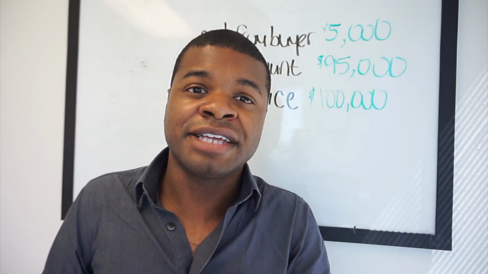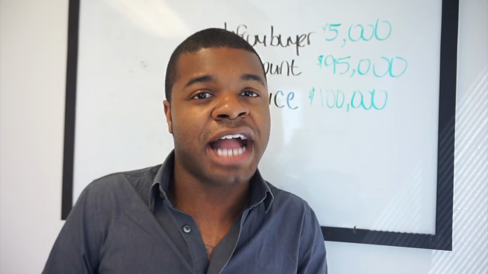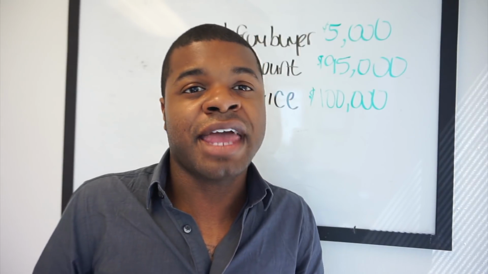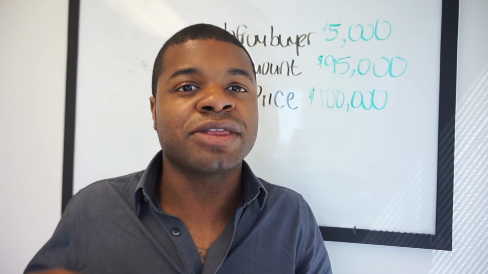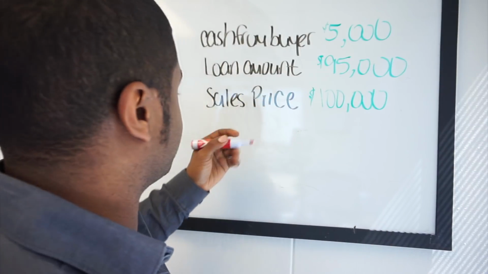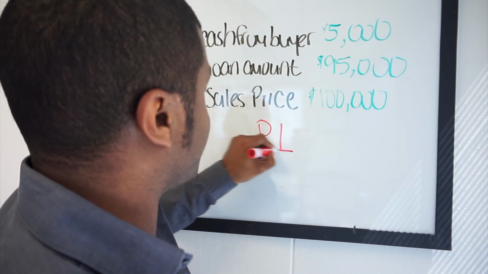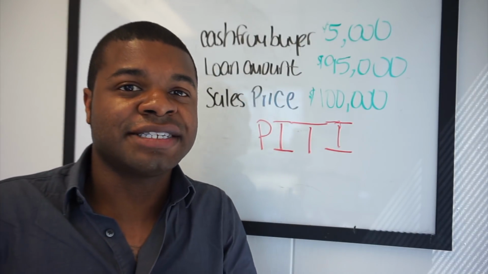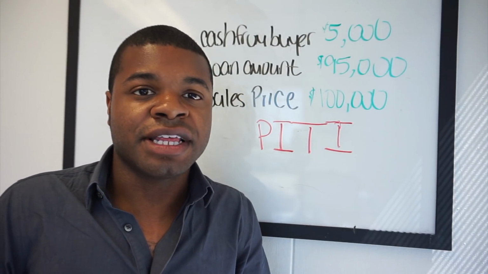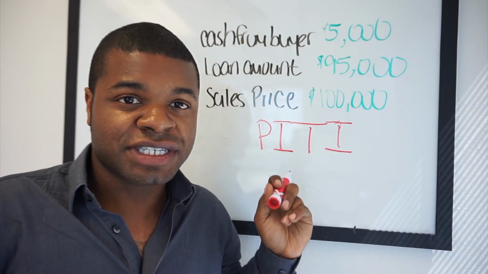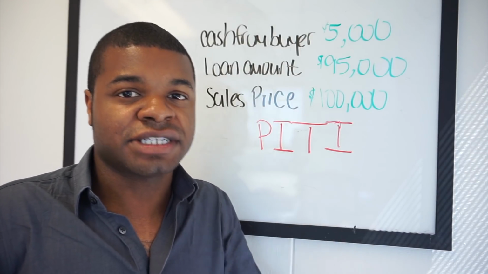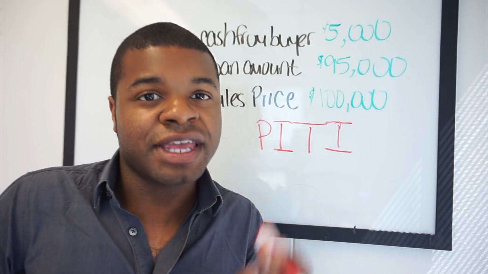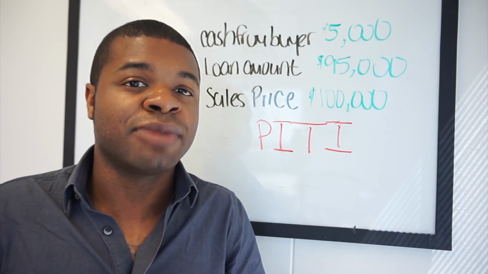There's 4 things that go into a buyer's actual monthly payment. And the easy way to remember what those things are, we use this little acronym, and that is PITI. So PITI. Here's what this stands for. This stands for principal, interest, taxes, and insurance. Those are the 4 things that go into someone's monthly payment.